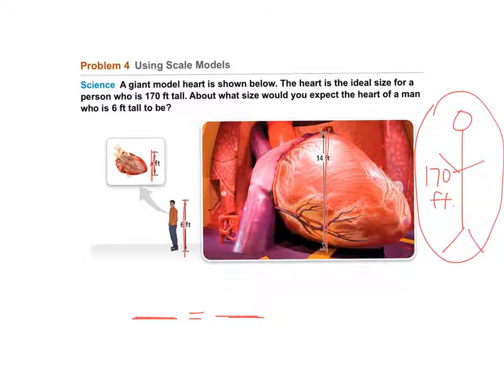Okay, so here's the setup, right? You're going to say heart to man equals heart to man. Or technically, you could say heart to heart equals man to man. You just need parts to correspond, okay? But we're going to go heart to man. So hearts are on top. The man is on bottom, okay?